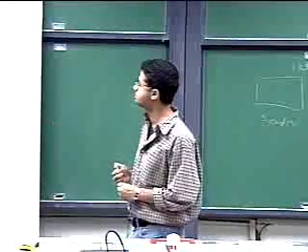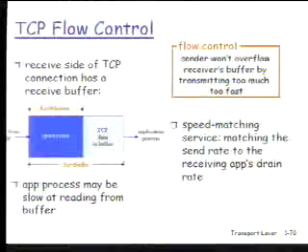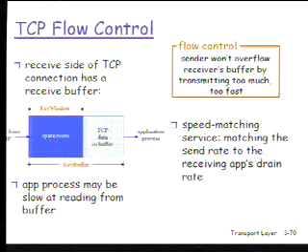Yeah, this slide explains the process. Data is arriving from the network layer. The receive window is the receive buffer minus data in the buffer, and that is constantly being updated and informed. The sender is being informed.